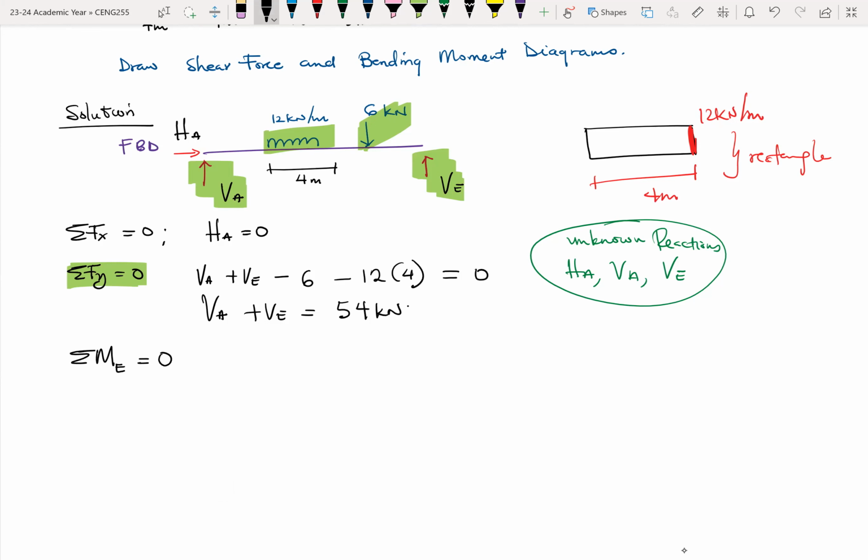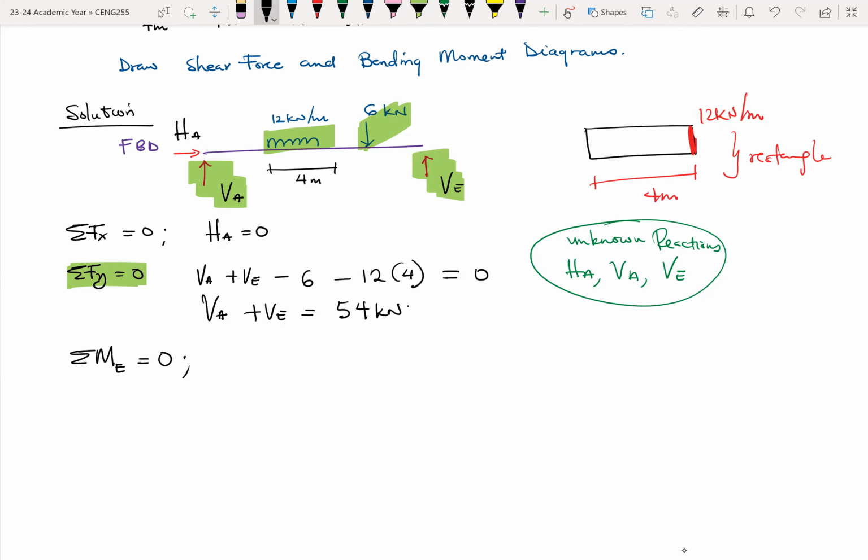Moment is what? Force times perpendicular distance. Or should I say force moment, because we have different types of moment. We have the area moment and then the mass moment. So the force moment is the force times the perpendicular distance. Okay. So if you are summing moment about E, then E becomes our point of interest.